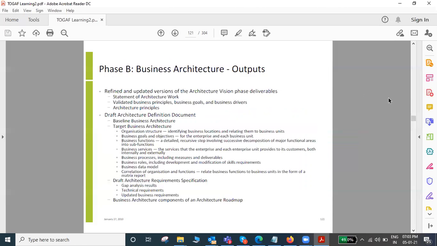So information systems architecture objectives or business architecture outputs. So we are in the phase of the business architecture outputs. We have defined and embedded versions of architecture visions and phase deliverables. So statement of work, architecture work, validated business principles, goals, and business drivers, architecture principles. So we discussed some business processes, business rules, business data model, business functions, business goals and objectives, organization structure. So we identified business locations and linked them to the business units.